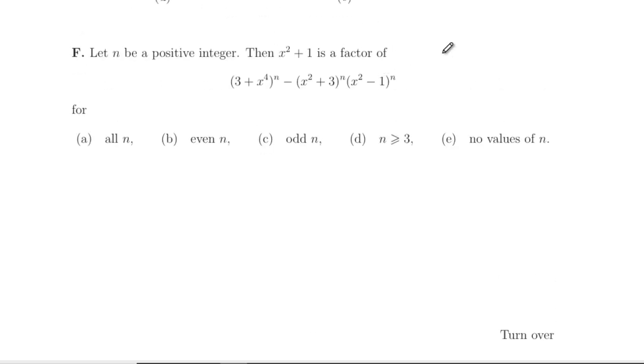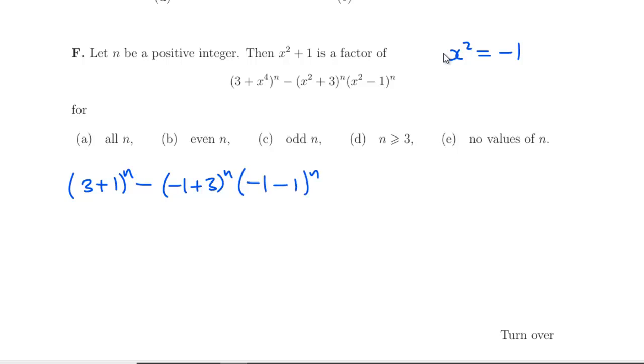Let n be a positive integer. X squared plus 1 is a factor of that for what n? If that is a factor, that means x squared equals -1 will make this 0. So we've got 3x plus 1 to the n, minus -1 plus 3 to the n, and then -1 minus 1 to the n, and that's got to be equal to 0.